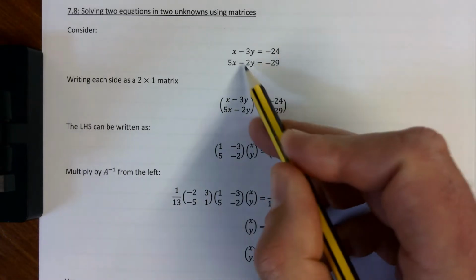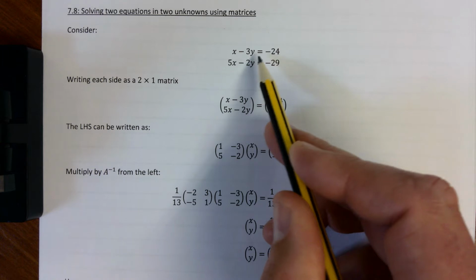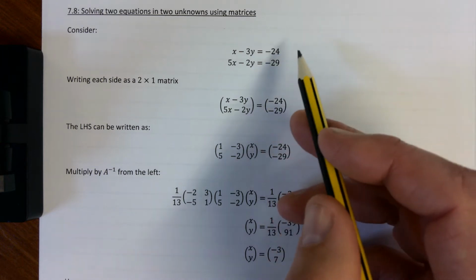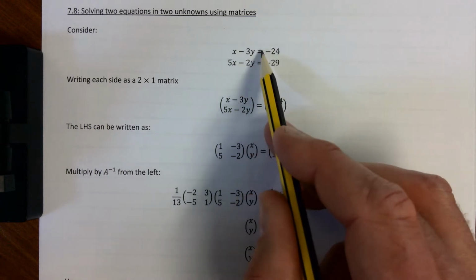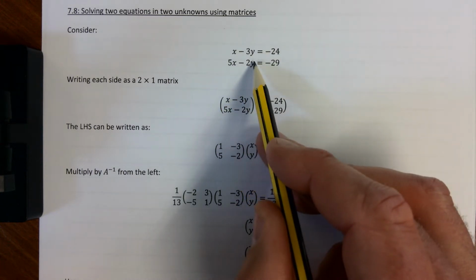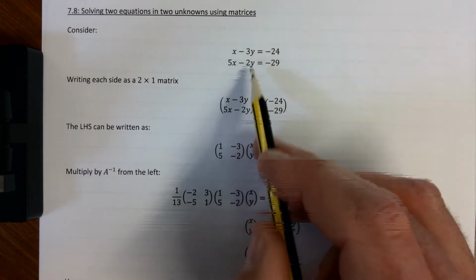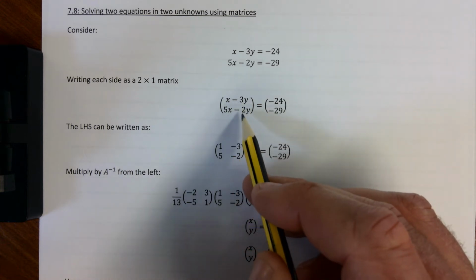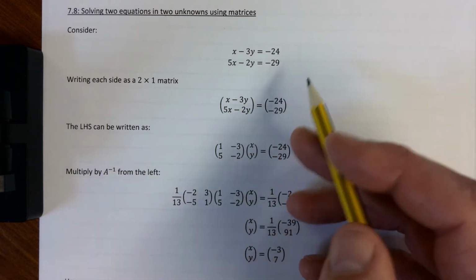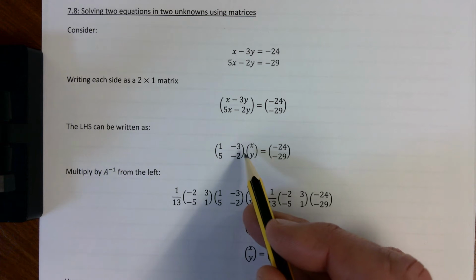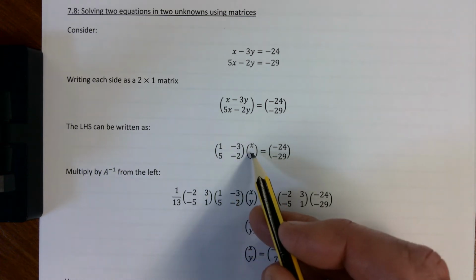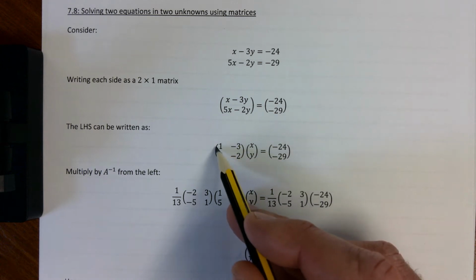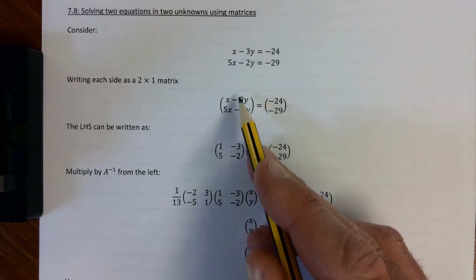We would remember this maybe from year 10 or GCSE, where we're solving simultaneous equations. We can write each side as a 2 by 1 matrix. Notice that's one element there, that's one element there. So the element at the top here is x minus 3y, 5x minus 2y on the bottom. We then can rewrite the left hand side as a 2 by 2 and a 2 by 1, because if you sit and multiply this by this, you will end up with this.